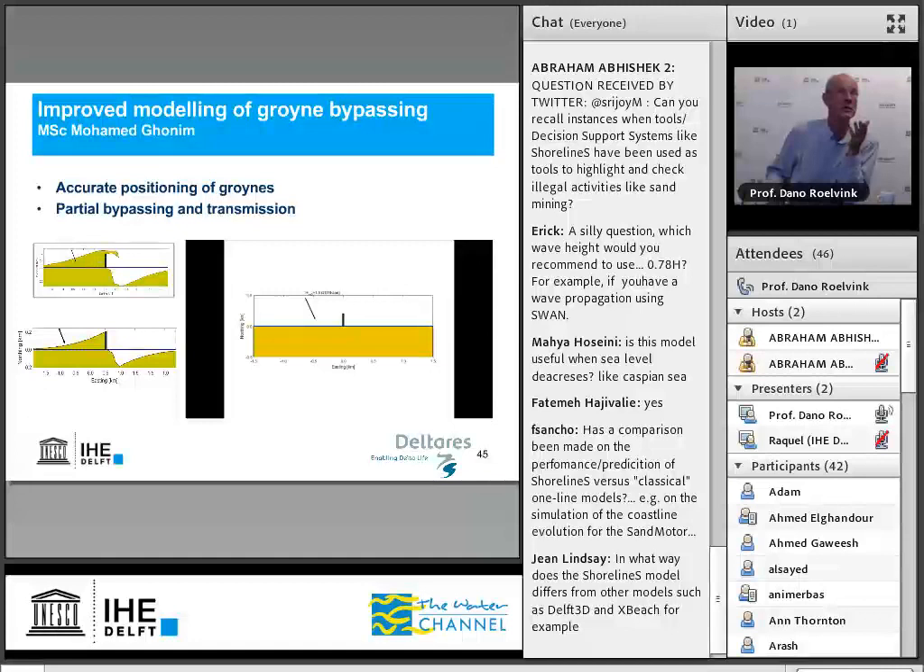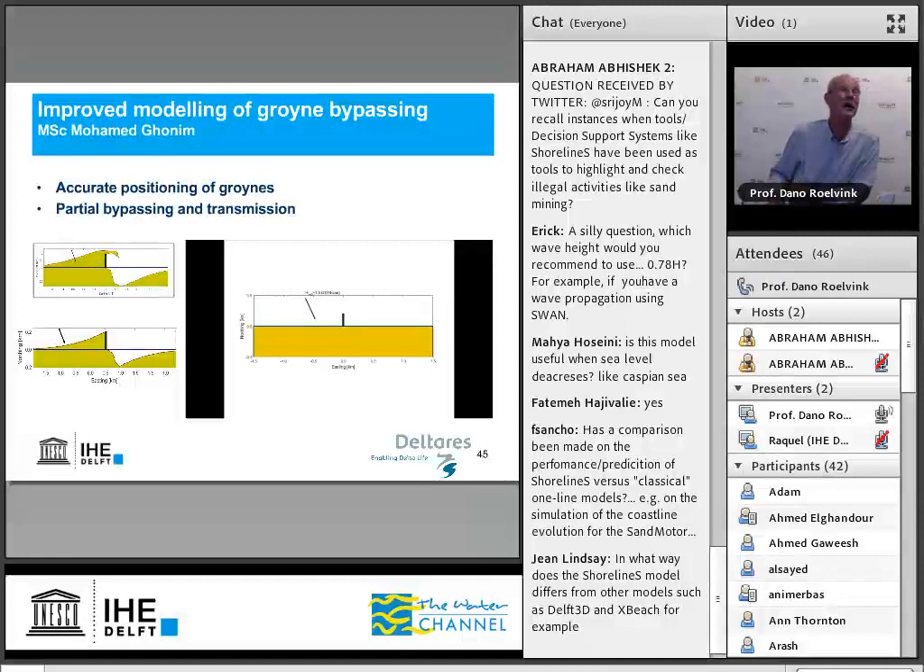Mohamed Kunim has just improved the modeling of groin bypassing in a very nice way. On the top left, you see what the original scheme was doing, and now on the bottom left, you see how the coast is showing a very organized way of sand bypassing.